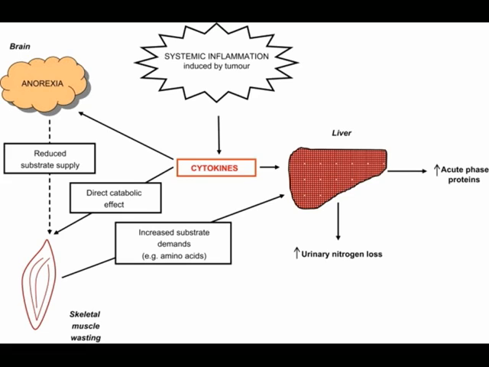That then is going to cause an increased substrate demand for amino acids, and we're going to start to be using up our proteins from the liver. So we have these acute phase proteins increasing, and an increase in our urinary nitrogen loss is going to start to occur. So this all is occurring as a result of cytokine formation caused by the systemic inflammation produced by the tumor itself.